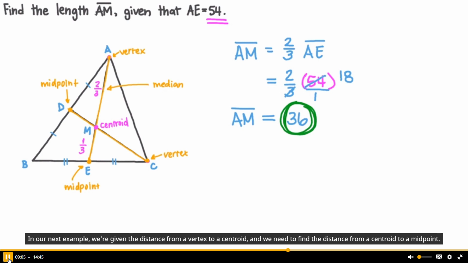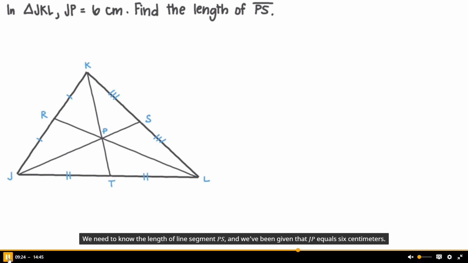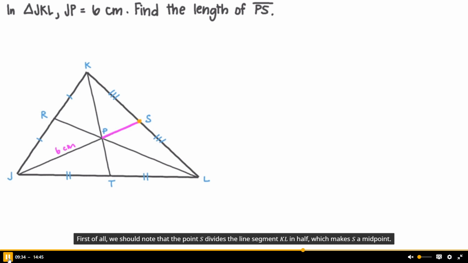In our next example, we are given the distance from the vertex to the centroid. We need to find the distance from the centroid to a midpoint. In triangle JKL, JP equals 6 centimeters. Find the length of the line segment PS. First of all, we should note that the point S divides the line segment KL in half, which makes S a midpoint.